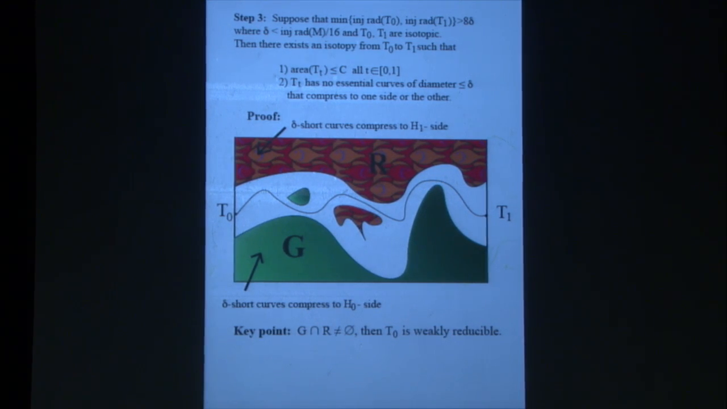This condition of strong irreducibility guarantees that the red region and the green region are disjoint. Therefore, we can thread a path from the left to the right. By this step 2, all the surfaces in between have bounded area. And by this construction directly, they have this lower bound: any curve that contracts to one side or the other has diameter bounded above.